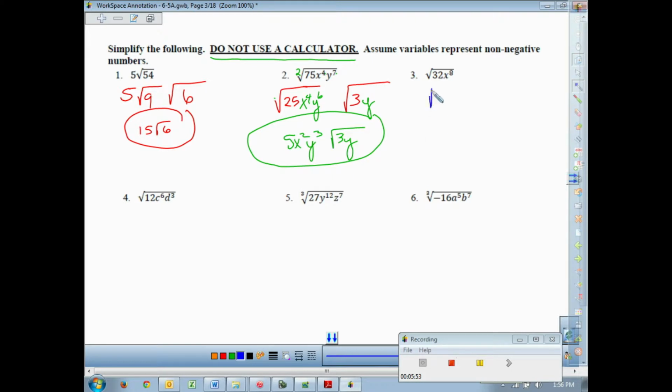Next one. What kind of root? Square root. Split them up. Find the biggest perfect square that goes into 32 evenly. Doesn't 16 go in there evenly?